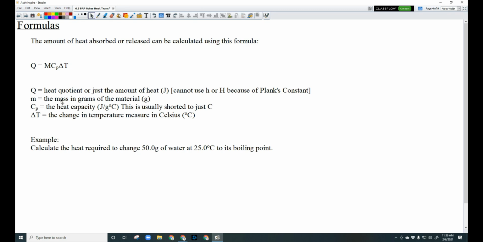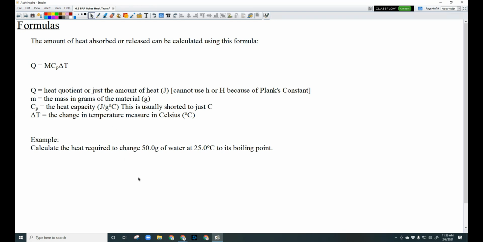So if you're given in a problem the amount of moles, say for example, then you're going to have to convert that to the grams because specific heat capacities are in grams degree Celsius. Okay, and sometimes this is usually just shortened to C. Okay, they drop the P on that. So it's usually shortened to C. And then, of course, delta T, the change in the temperature, and this is measured in Celsius because this is in Celsius.